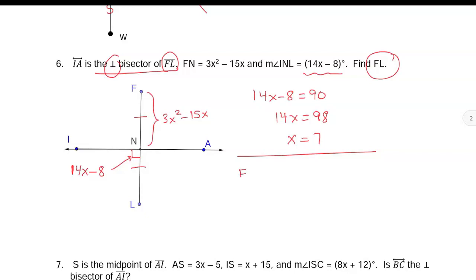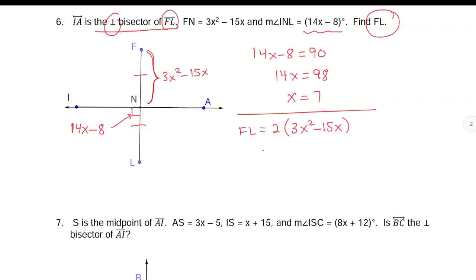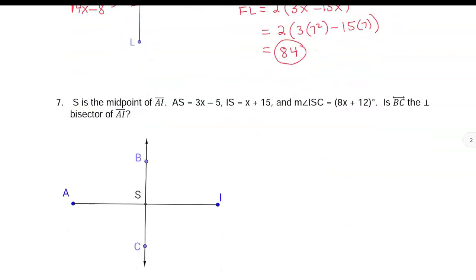Okay, I don't have algebra for all of FL, but I have algebra for half of it. Notice how FN is this algebra, 3x squared minus 15x. So I'm going to double that. So write 2 times 3x squared minus 15x. So that's the algebra for the entire FL. Now I just need to put my 7 in there. So 2 parentheses 3 times 7 squared minus 15 times 7. You can just use the graphing calculator and you should get 84. Please practice with your graphing calculator and put the parentheses in there also.